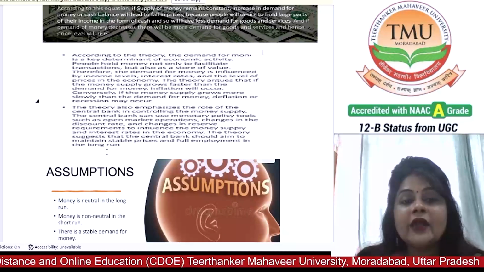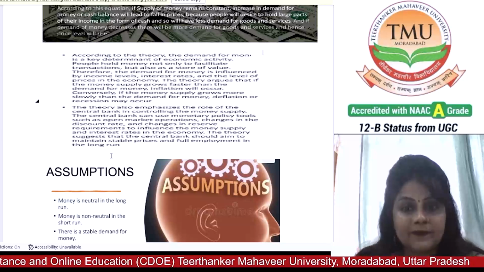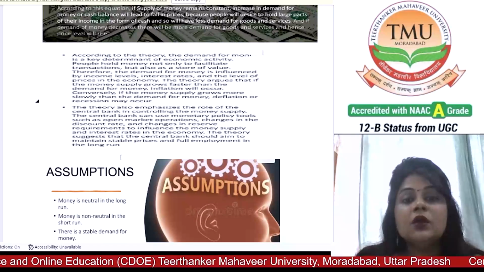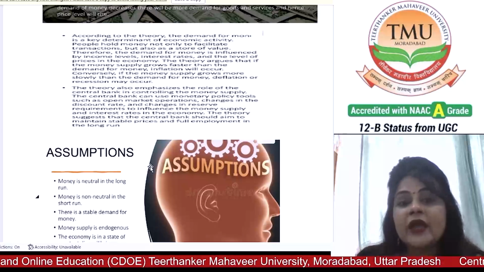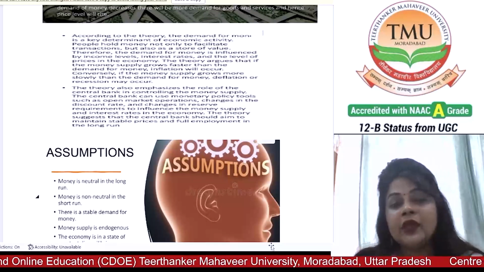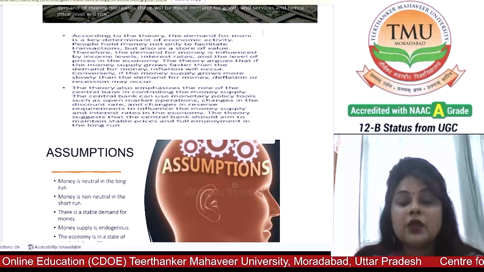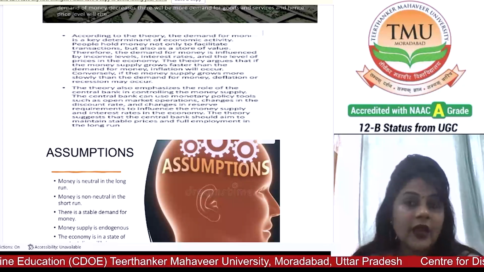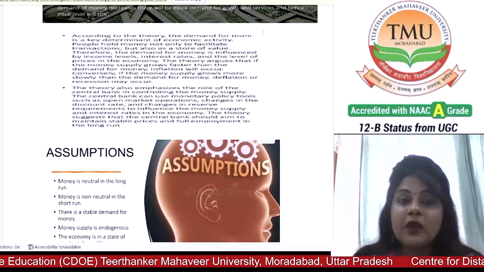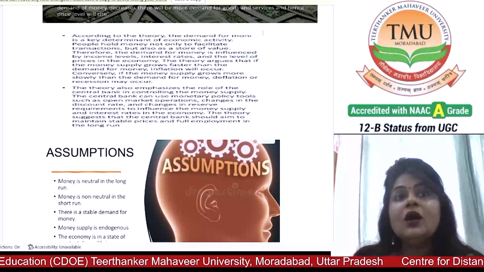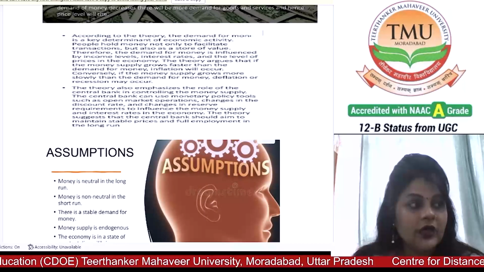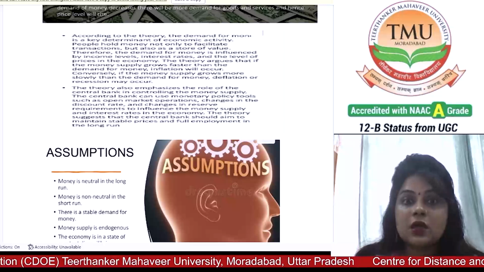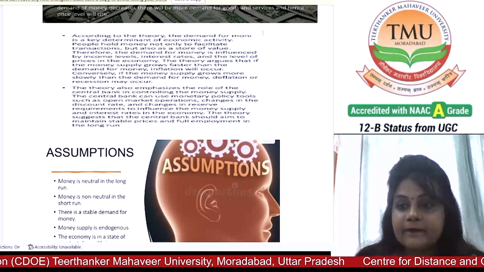So, supply and interest rate in the economy. The theory suggests that the central bank should aim to maintain stable prices and full employment in the long run. This theory consists that the supply of money is always controlled by the central bank and it remains constant in the short run.